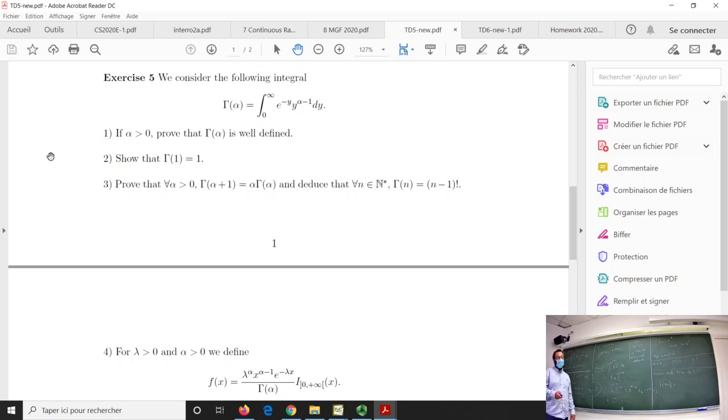If I use the previous relation, plugging alpha equal to n, I know that gamma of n plus 1 is equal to n times gamma of n, and it's finished. So I have this one, according to the relation I have proved here. And by induction hypothesis, I know that gamma of n is equal to n minus 1 factorial. And n times n minus 1 factorial is equal to n factorial by definition. Okay?